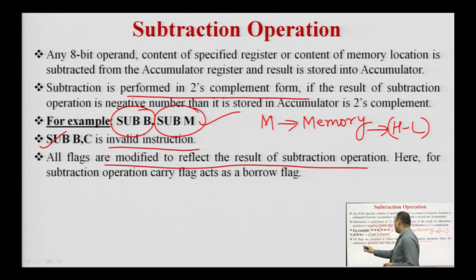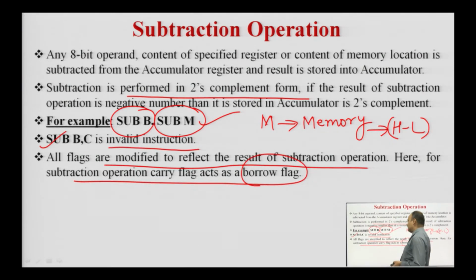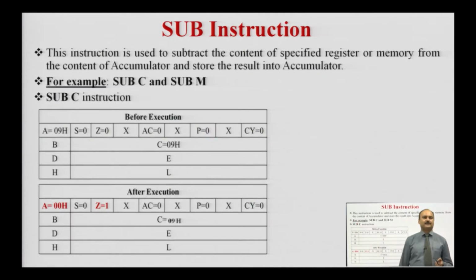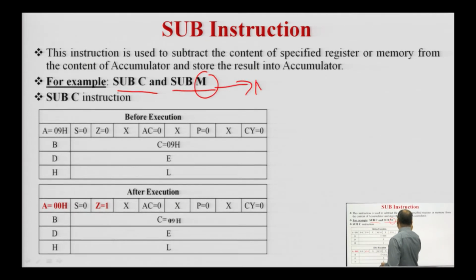Here, for the subtraction operation, the carry flag acts as a borrow flag. All flags are modified to reflect the result of the subtraction operation. So, let us see examples of the SUB instruction. This instruction is used to subtract the content of a specified register or memory from the content of the accumulator and store the result into the accumulator register. Examples are the SUB C instruction and the SUB M instruction. Again M is the memory location, and the address of this memory is given by the HL register pair.